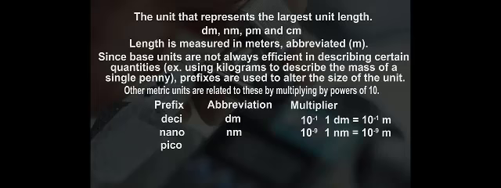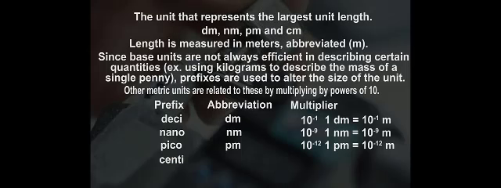Prefix, pico. Abbreviation, pm, that is picometers. Multiplier, equals 10 to the power minus 12. This means 1 picometer equals 10 to the power minus 12 meters. Prefix, centi. Abbreviation, cm, that is centimeters. Multiplier, equals 10 to the power minus 2. This means 1 centimeter equals 10 to the power minus 2 meters.